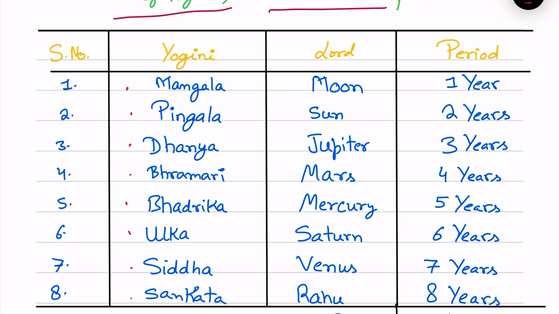This is a cyclic dasha in which Mangala starts with 1 year, then Pingala is 2 years, Dhanya is 3 years, Bhramari is 4 years, Bhadrika is 5 years, Ulka is 6 years, Siddha is 7 years and Sankata is 8 years. There is no lordship allotted to Ketu in the Yogini Mahadasha sequence.